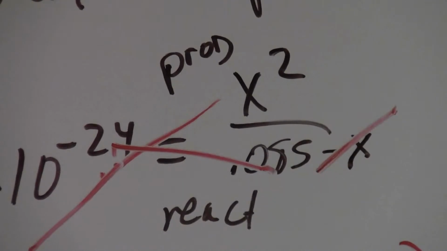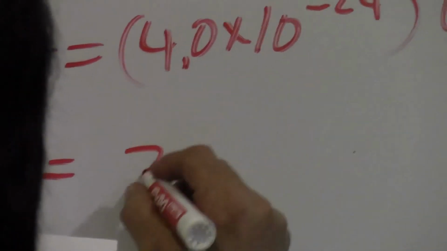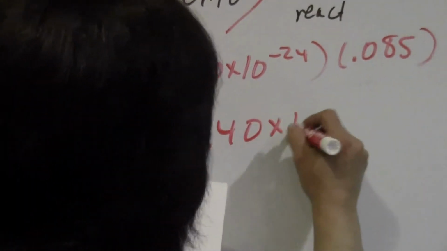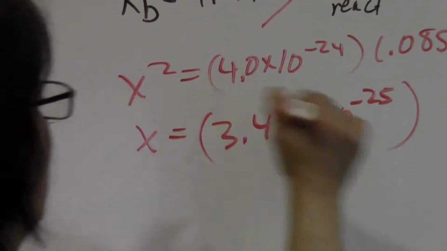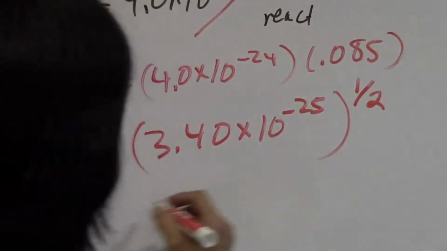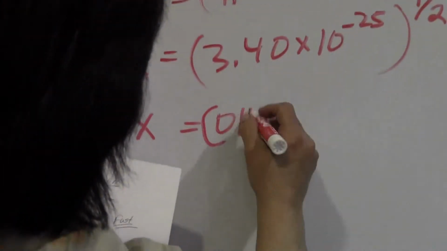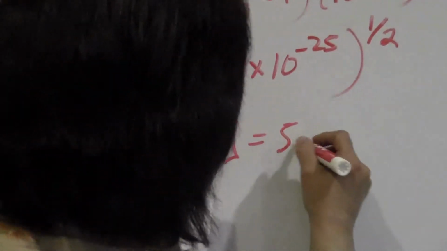We're going to end up with X squared equals 4.0 times 10 to the minus 24th times 0.085. And again, to solve for the square root, we're going to take these two numbers, which when we multiply give us 3.40 times 10 to the minus 25. To find the square root, you're going to put 1 over whatever that exponent is, and that happens to be 2. And our answer is 5.83095189 times 10 to the minus 13th.